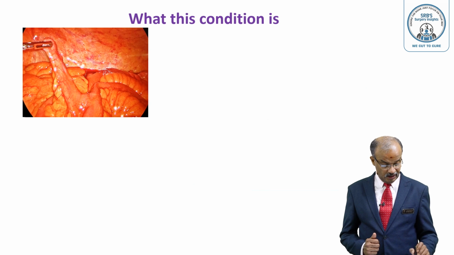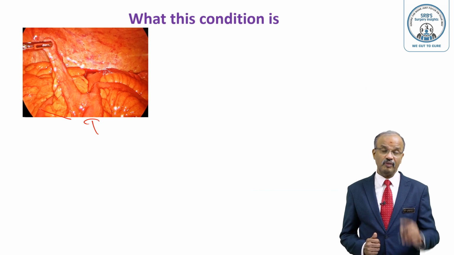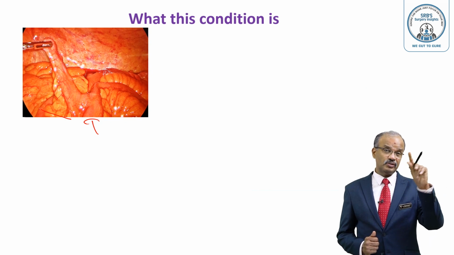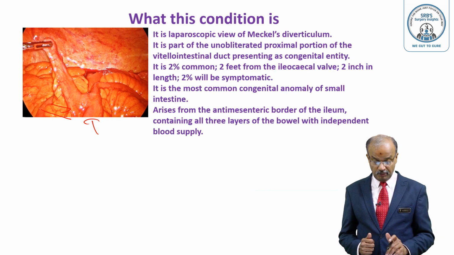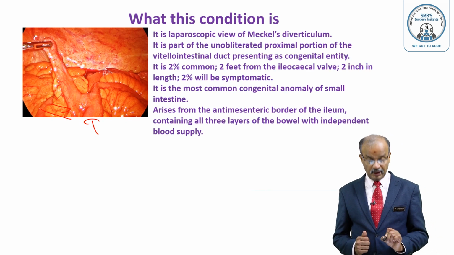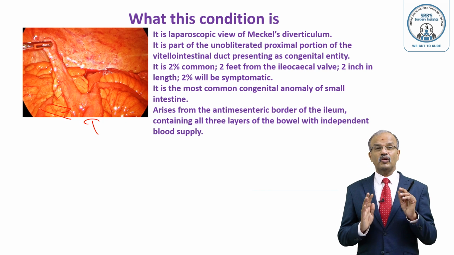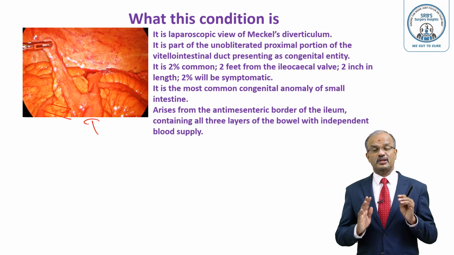So look at that here, intestine is there. This is not appendix because it's from the small intestine, whereas the appendix is from the ileocecal junction, the cecal site. So you can look at that here. This is a laparoscopic view of the Meckel's diverticulum. What is it? It is an unobliterated part of the vitellointestinal duct.